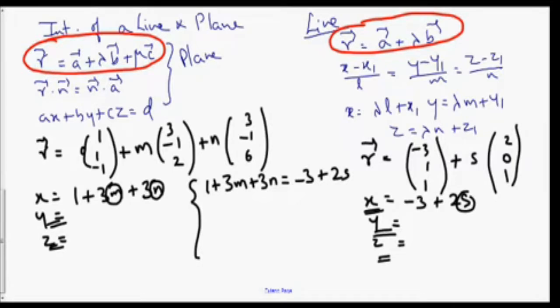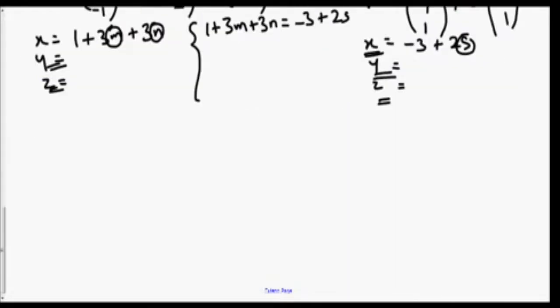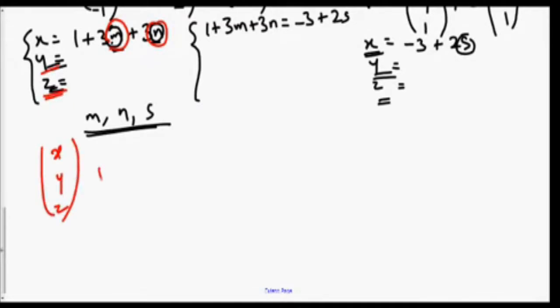You can solve them in any way you like. You can use your GDC matrix method or any method. Once you solve, you'll be getting the values for m, n and s. So you need to just substitute m and n here, and then you substitute for y, and then you substitute for z. So you'll be getting x, y, z for the plane.